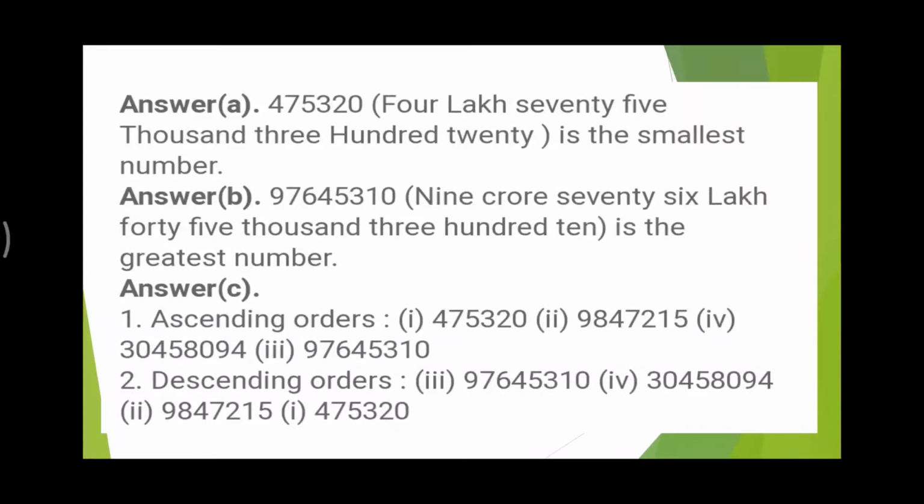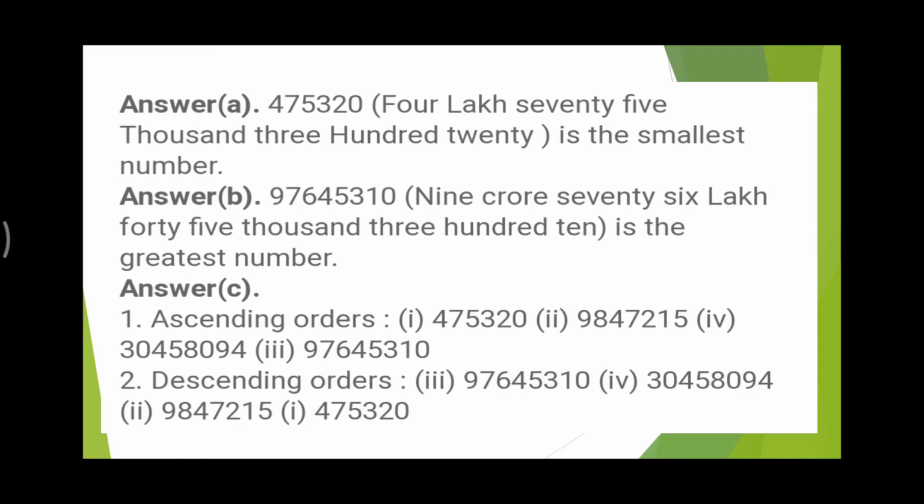Now these are the answers of which is smallest, which is greatest, and writing in ascending and descending order of question number 1. So here 4,75,320 is the smallest number, and then 9 crore 76 lakh 45,310 is the greatest number.